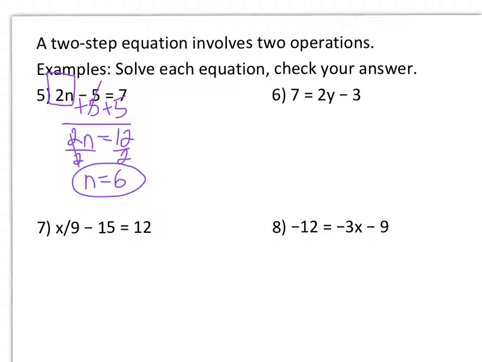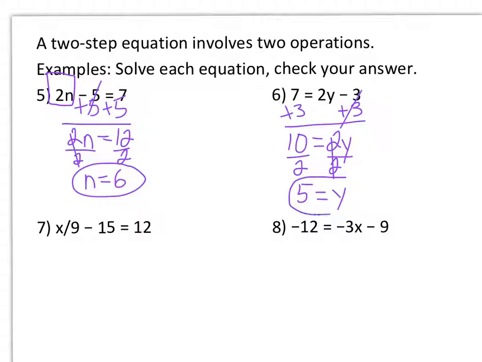In number 6, same idea, just the variable is on the right-hand side. So to get 2y alone, let's add 3. 7 plus 3 is 10 equals 2y. And to solve for y, divide by 2. 10 divided by 2 is 5. And we just have a 1y. It's good to keep your variable on the same side it starts on, just so you don't mix up any signs, any positive or negatives.